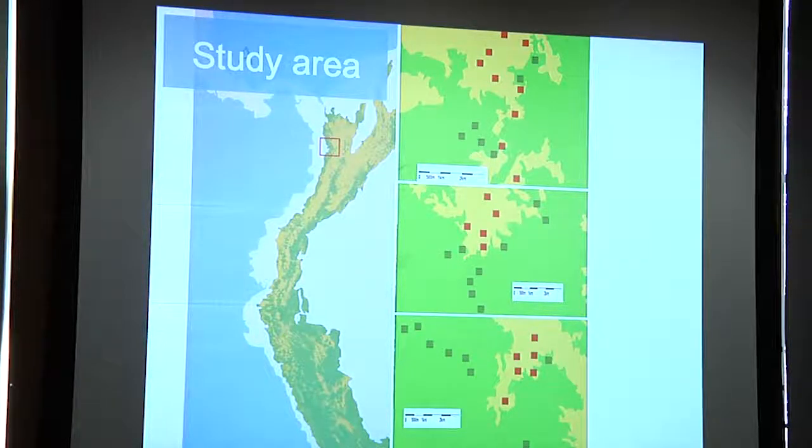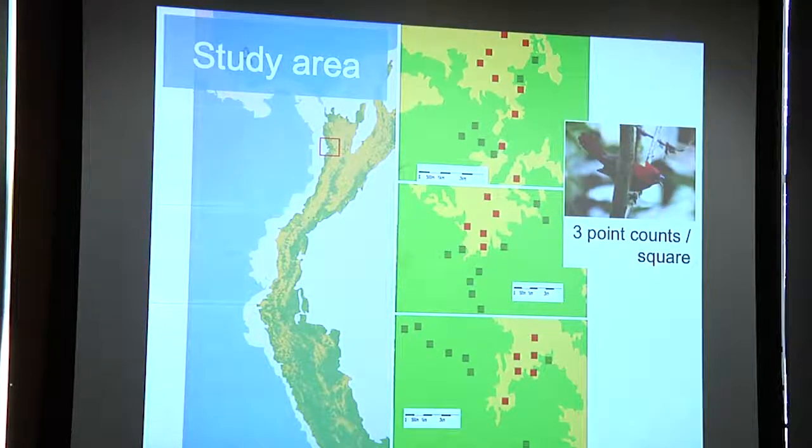We have 3 broad landscapes within which, in those squares, we sample green squares in forest and red squares in pasture. We sample birds, 3 point counts per square. We did the same method for dung beetles. We get the same results, so I'll just present the birds.